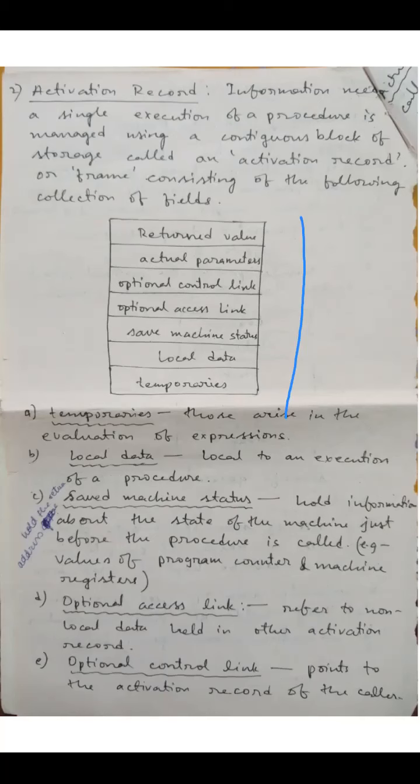Similarly, this information, the activation record, is used by the runtime environment, which is a part of the compiler. So this record is similar to the PCB. So first let us discuss the different parts of the activation record. The first part is temporaries. What is temporaries? Those that arise in the evaluation of an expression.